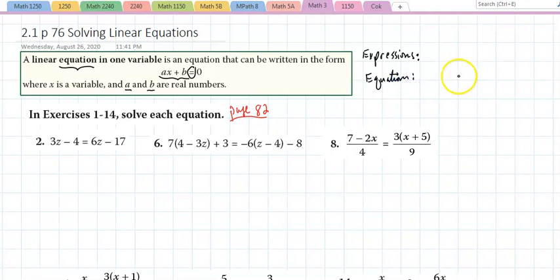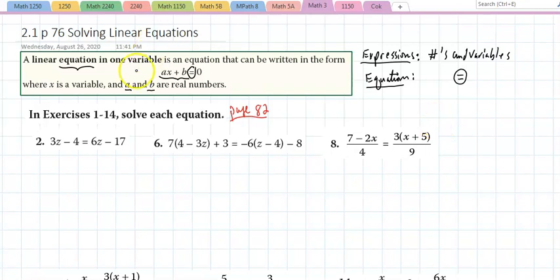So, in an equation, you have two values that are equal. In an expression, you have a combination of numbers and variables separated by a plus or minus. So, you simplify an expression, you end up with an expression. An equation has the equal. You're setting the two expressions equal to each other. You're trying to solve, and most of the time you end up with a solution.